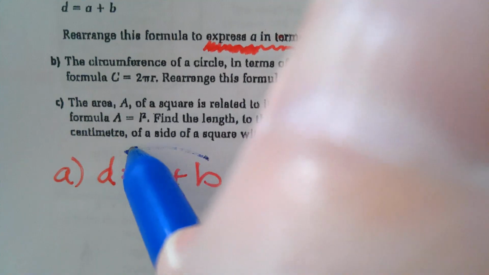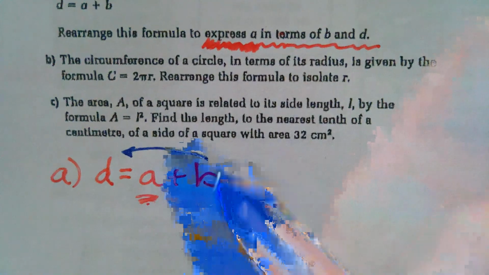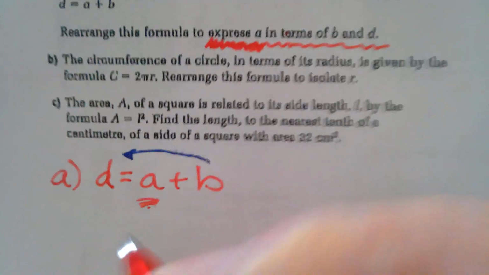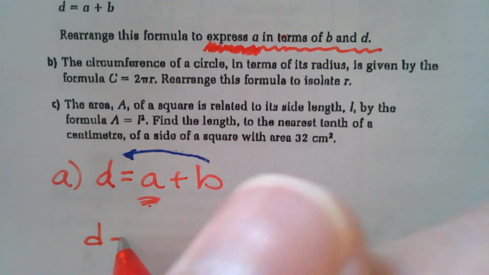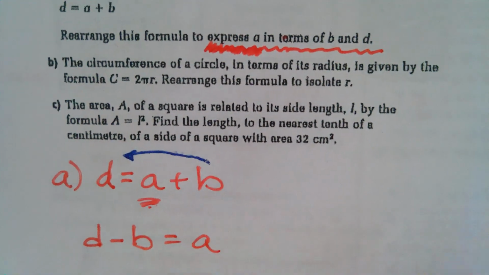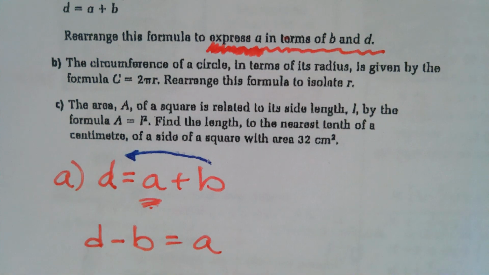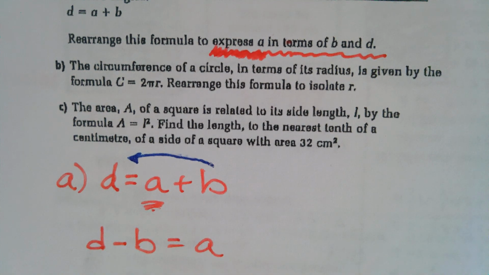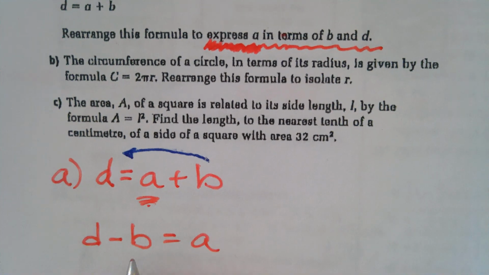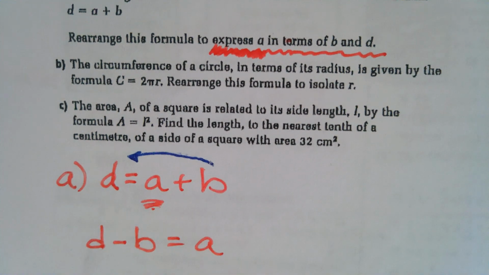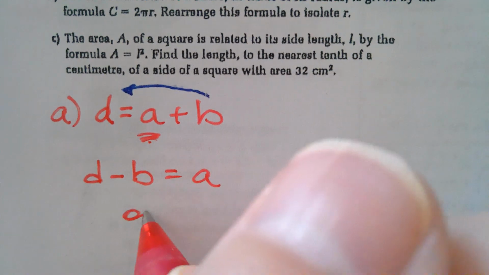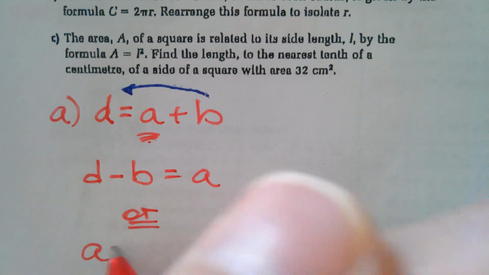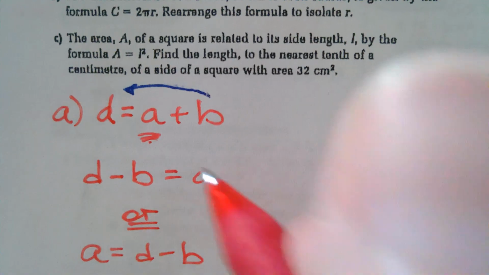Yeah, move the B to the other side so that it's away from the A. And when I move it, I change the sign. And guess what? That's it, because as I said, I'm not solving for a number. I am only rearranging the equation. It's already A equals D minus B. Remember, this is the same as rewriting it like this. It's the exact same thing.